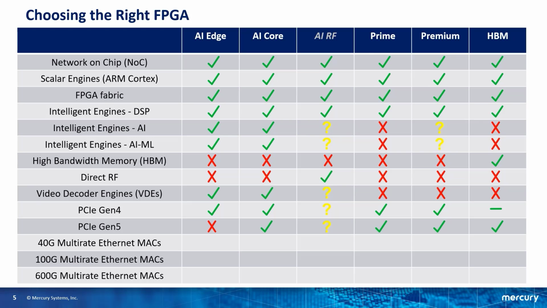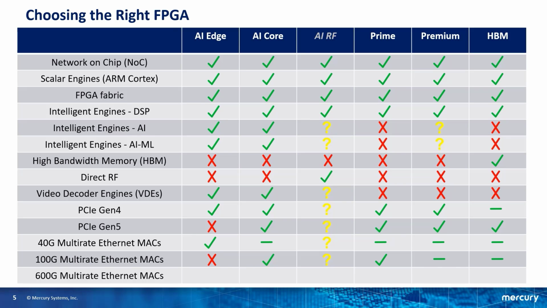And the only one that doesn't have a Gen 5 is the Edge. So if you're looking to run PCIe Gen 5, don't use the Edge part. As far as the multi-rate Ethernet max, they basically all will support 40 gigs. I have dashes there again because they're not discrete 40 gigs, but they're multi-rate, and the faster 100 gigs can support the lower rates. So the Edge doesn't go up to 100.